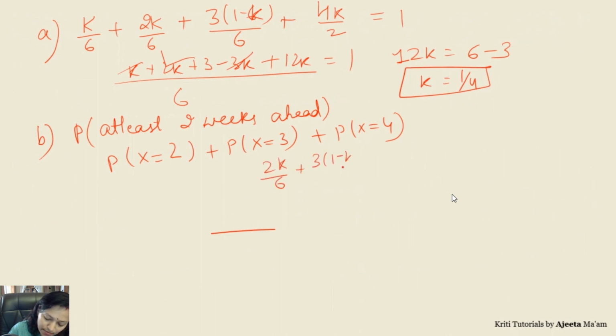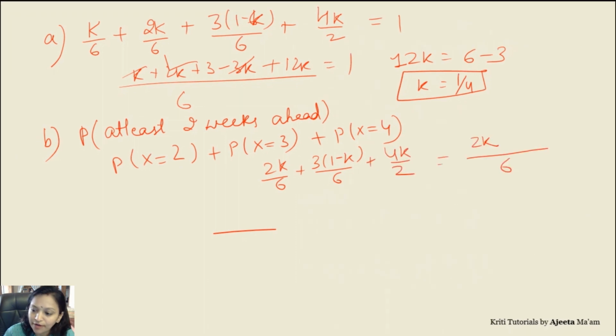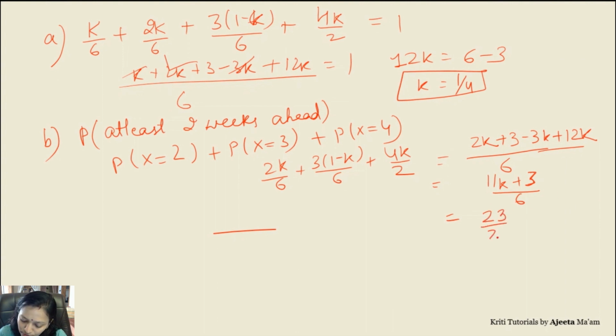3(1 minus k)/6 and 4k/2. Now let's add up and find it out. So for this we have 2k plus 3 minus 3k plus 12. So what do we have? Let's put the value of k as 1/4 here. So what do we get here? We get 23/24. Correct? So we get here 23/24.